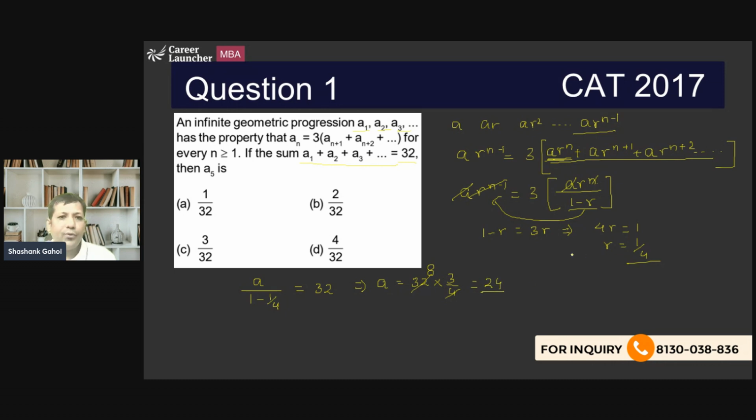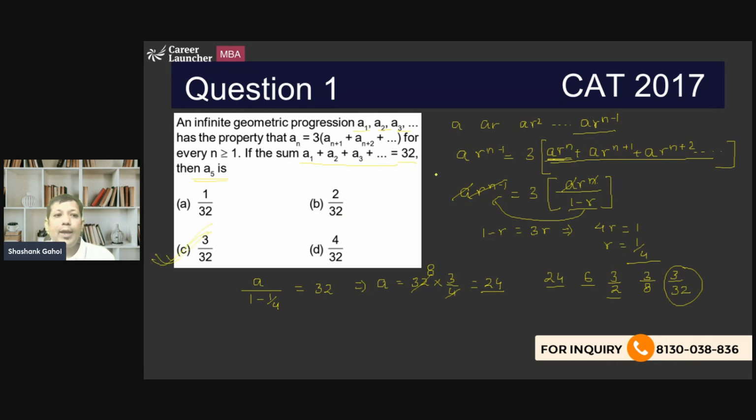Common ratio is 1 by 4. Now what is the question talking about? The question is talking about the value of A5. The first term is 24. Then I multiply 24 into 1 by 4, that is AR, which comes out to be 6. So the first term is this, the second term is this. Now what is the next term? The next term is going to be 6 into 1 by 4, which comes out to be 3 by 2. This is my third term. 3 by 2 into 1 by 4 is 3 by 8. 3 by 8 into 1 by 4 is going to be 3 by 32. So my fifth term comes out to be 3 by 32, and that's going to be my option C.